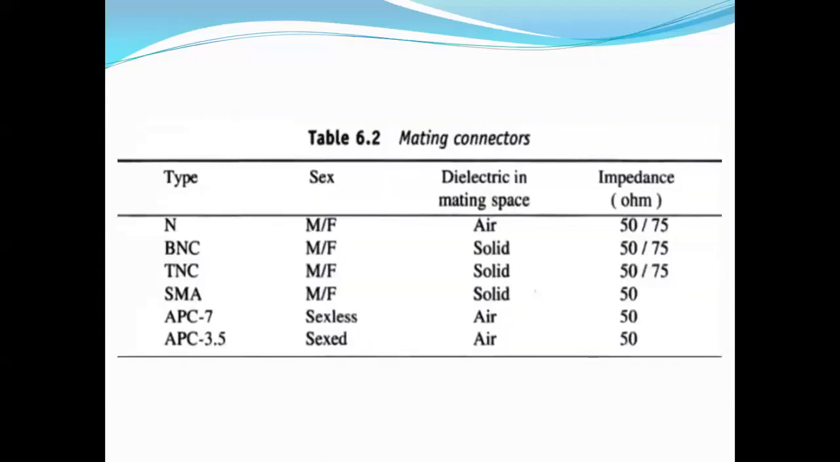To overview all the connectors, N-type is available in male and female, and the 50 ohm and 75 ohm versions are available. Same for BNC, TNC, and SMA. As I talked about, APC 7 is genderless. APC 3.5 is also available in male and female.